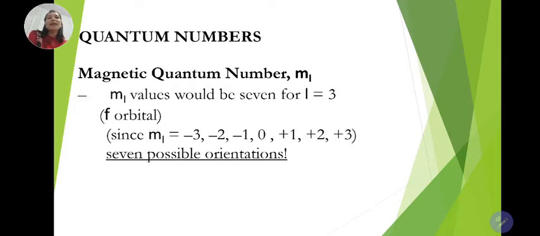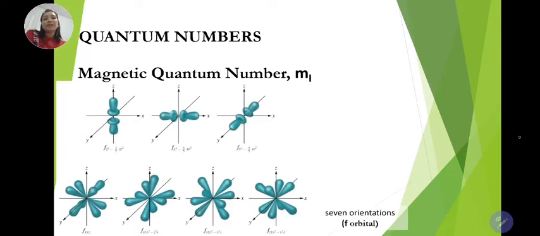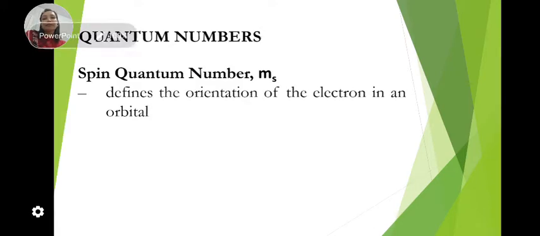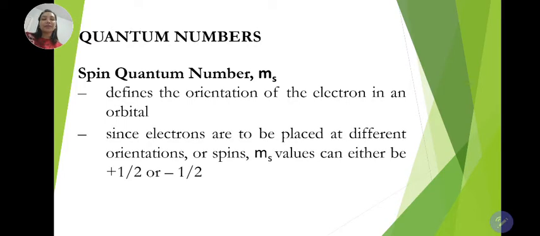So, for M sub L, for values L equal to 3, we have 7 possible orientations. We have negative 3, negative 2, negative 1, 0, positive 1, positive 2, and positive 3. Okay? So, yan yung 7 orientations sa F orbital. The spin quantum number, M sub S, defines the orientation of the electron in an orbital. So, we have positive 1/2 or negative 1/2 spin.